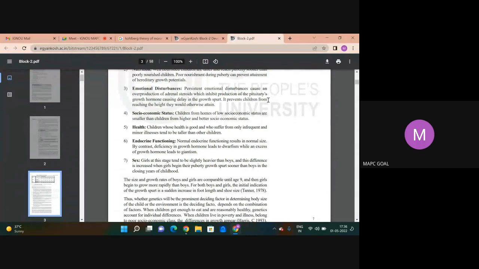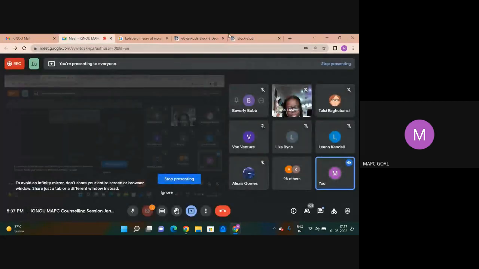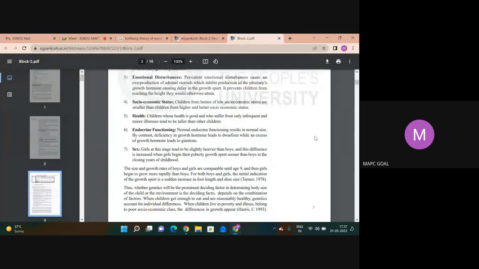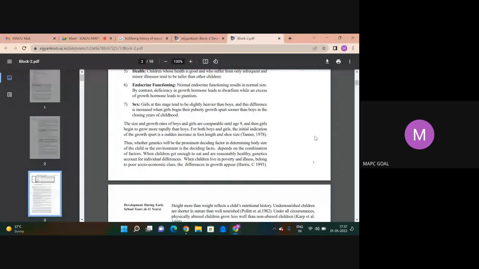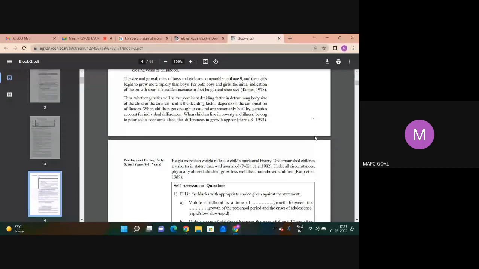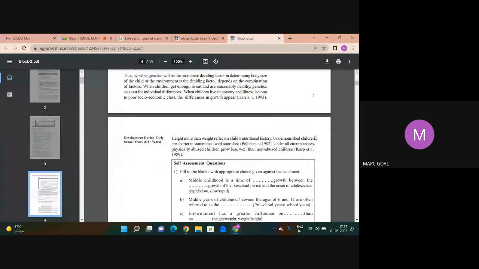Then sex, girls at this age tend to be slightly heavier than boys. When girls hit puberty, they are heavier as compared to boys, as you might have seen in certain studies and cultural contexts also. So that's one thing. Then here are certain studies we should definitely read, by Tanner 1978, Harris 1993. They've talked about all these studies that have been conducted in support of the evidence.